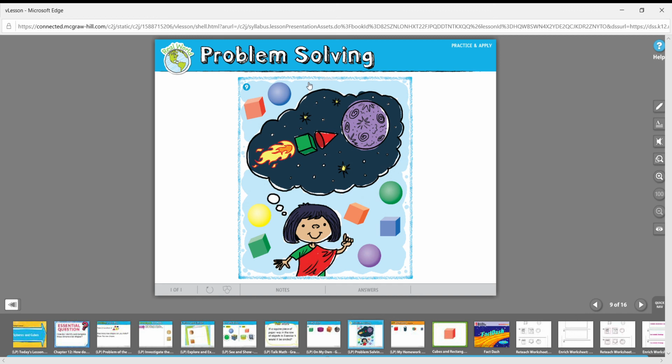So the first thing we're doing is drawing lines from the sphere to the planet. And then you're also going to draw lines from the cubes to the cube shape on the rocket. That is what you do for the problem solving. So that is chapter 12, lesson 1. All right. Work hard.